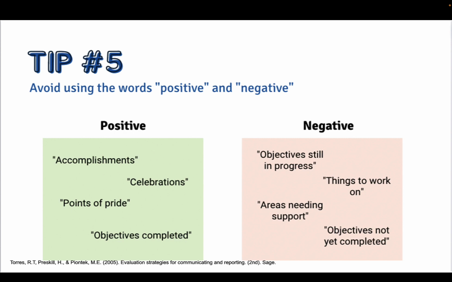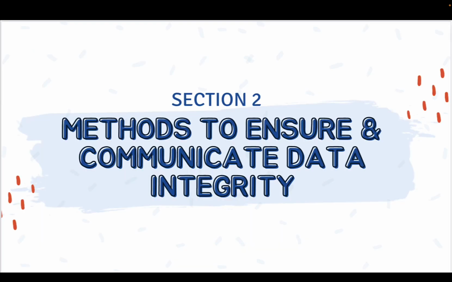We're now moving into section 2, where we present different methods for you to ensure and communicate data integrity. This is important to discuss because, as previously mentioned, often when presented with findings that don't point to success, stakeholders will want to question the data.